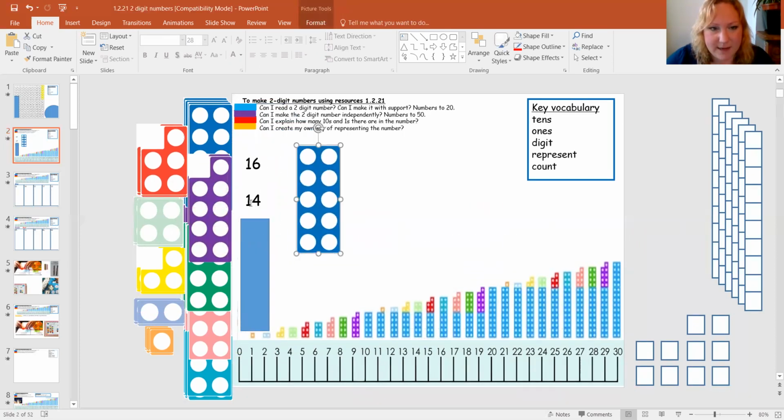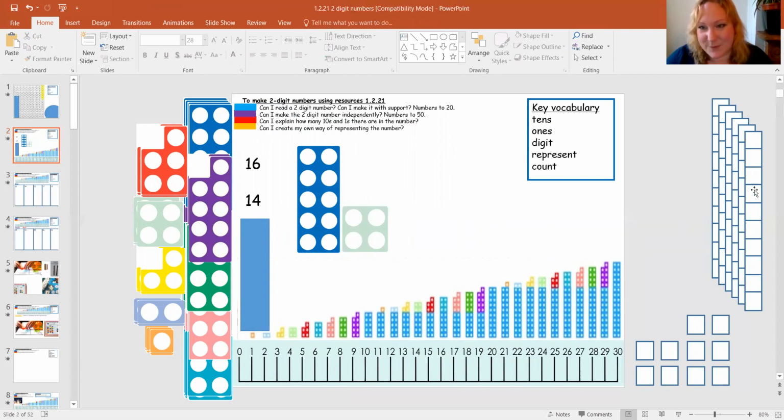So we need 1 10, because look, there's 1 digit in the 10. 1, and a 4. I've made 14. 10, 11, 12, 13, 14. Fantastic. Could make it with Deans as well.